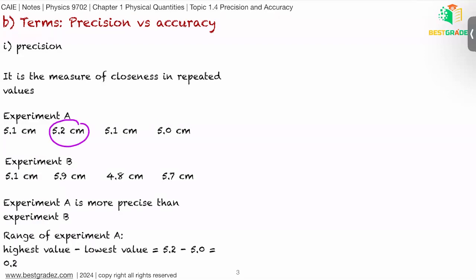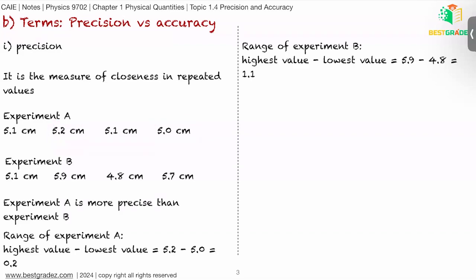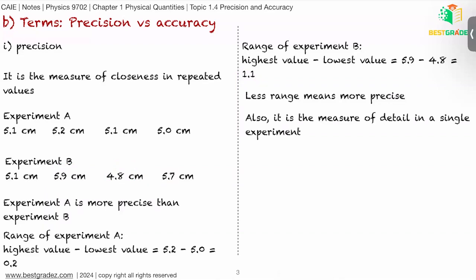The highest value is 5.2 and the lowest is 5.0. Range is 0.2. Whereas if you look at the range in experiment B, the highest is 5.9 and lowest is 4.8. The range is 1.1. So the smaller the range is, more precise the value is going to be. In other words, there's another way to look at precision. Precision is the measure of detail in a single experiment. So if you have 12.2 and then if you have 12.219, if you have more significant figures, then this is more precise. Accuracy is degree of closeness to the true value.